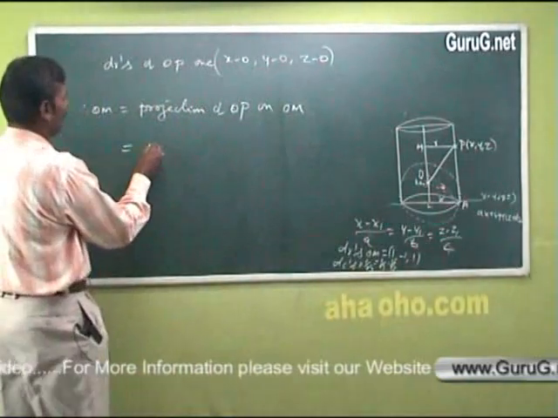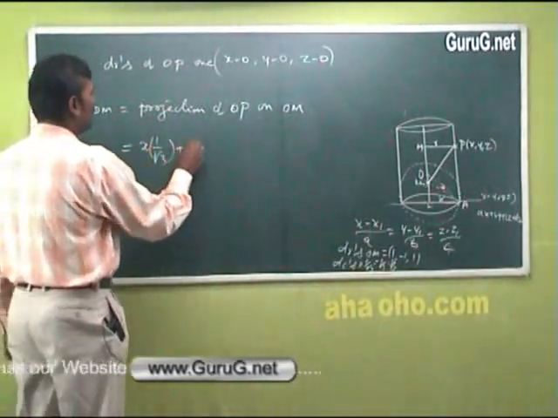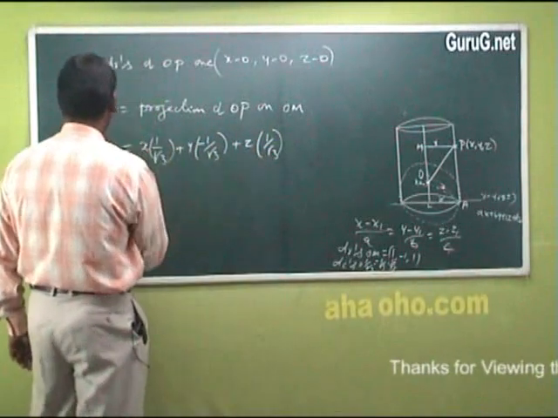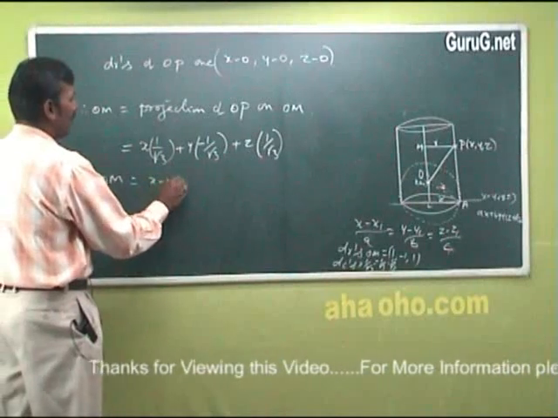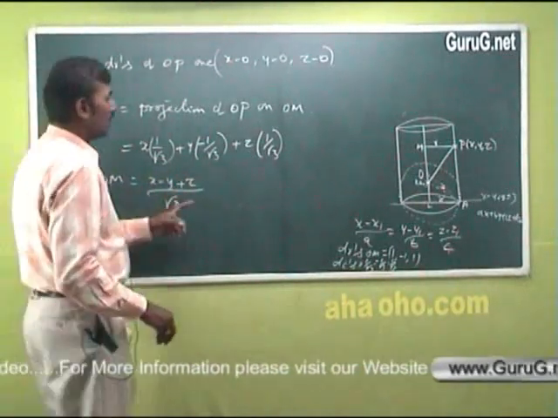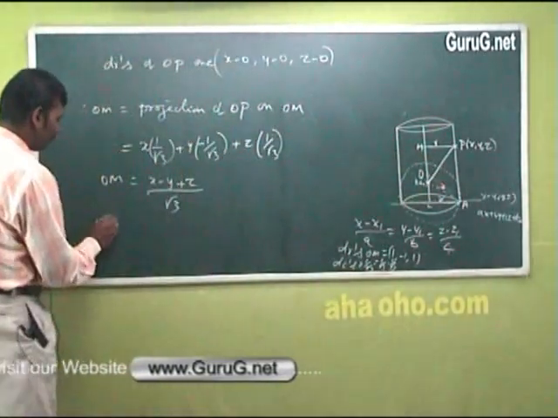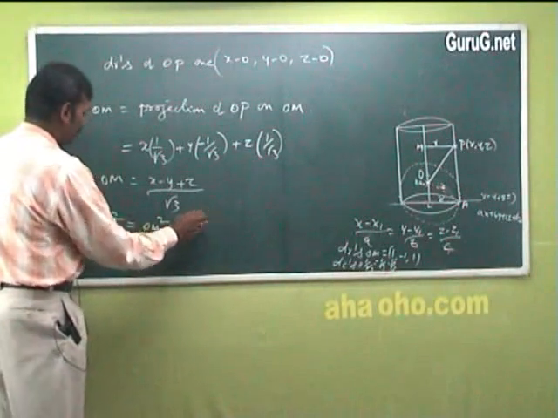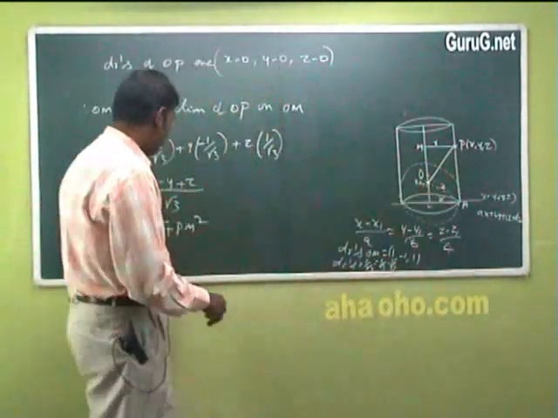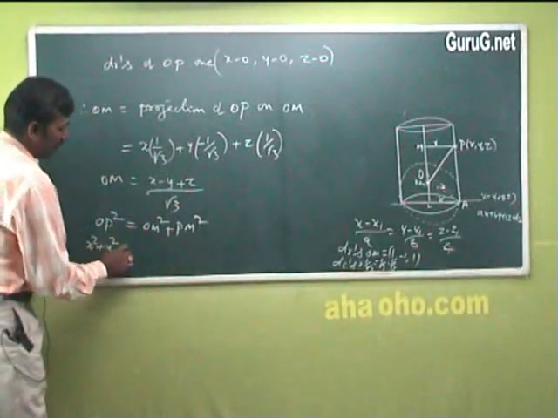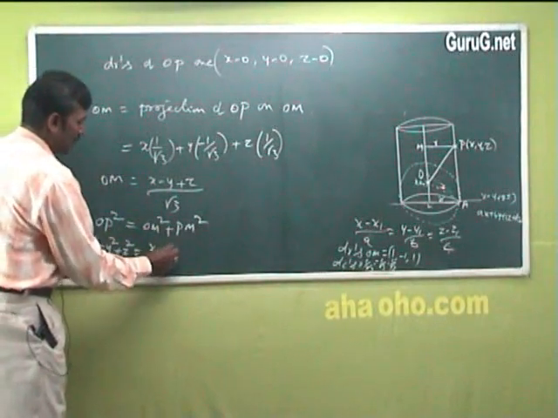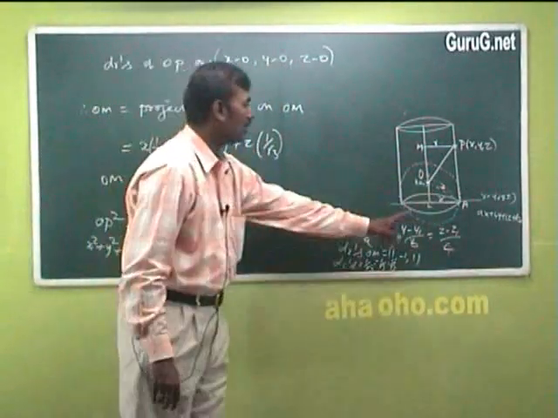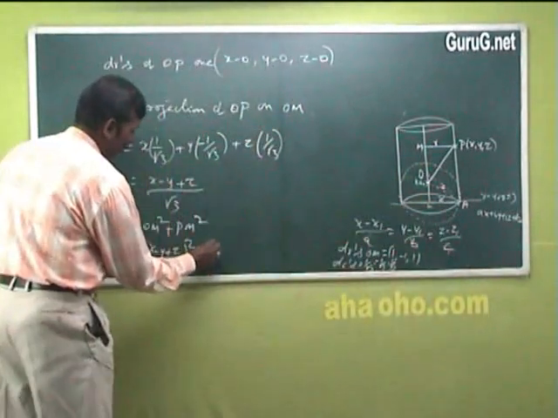Therefore the projection is x into 1 by root 3 plus y into minus 1 by root 3 plus z into 1 by root 3. So this is OM. Therefore OM equals (x minus y plus z) by root 3. So in this triangle, OP squared equals OM squared plus PM squared. OP squared is the distance between these 2 points, so x squared plus y squared plus z squared equals ((x minus y plus z) by root 3) the whole squared plus r squared, where PM is r. What is r? It is LA, that is root 6, and root 6 squared is 6.